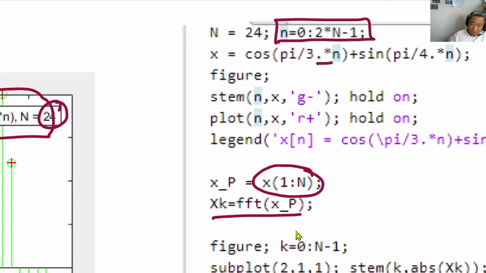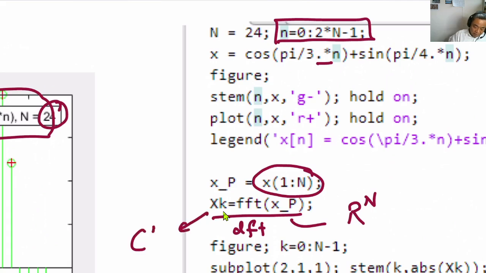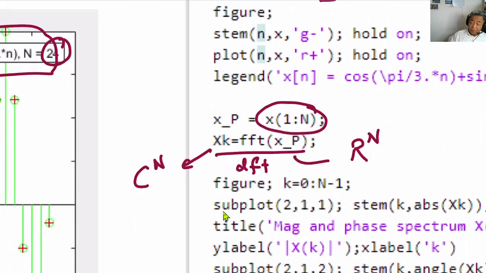Anyway, once we have generated x and we have extracted one period, so x underscore p is the one period, we simply use FFT in place, which is exactly the same as this DFT. FFT is the fast version of discrete Fourier transform. That's it. And then we have a coefficient xk. Remember, this is a vector of R^N. Here is C^N, a complex vector with N elements.